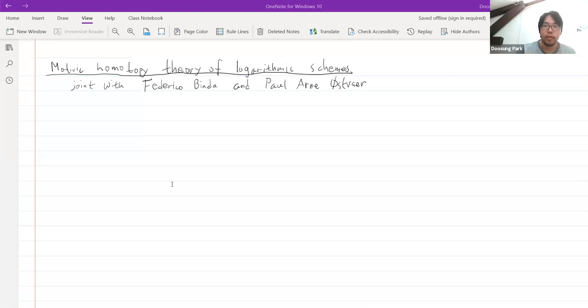So today I will talk about motivic homotopy theory of logarithmic schemes, and this is joint work with Federico Binda and Østvær. You may wonder why we need to develop a new motivic homotopy theory of logarithmic schemes. So I will explain our motivation.